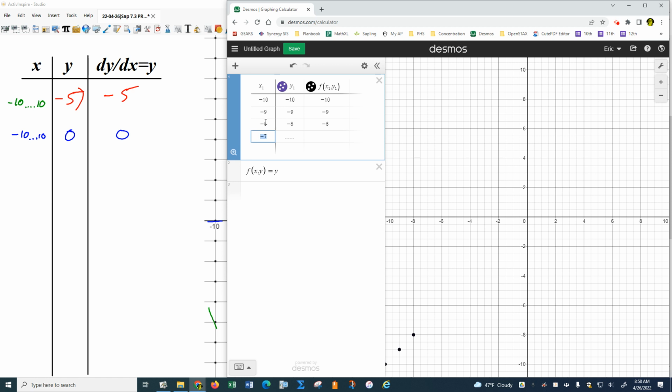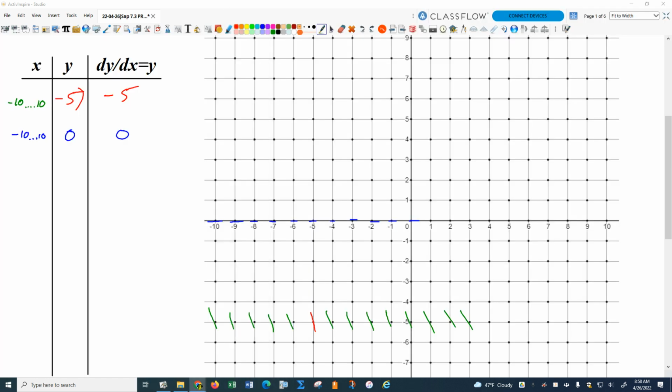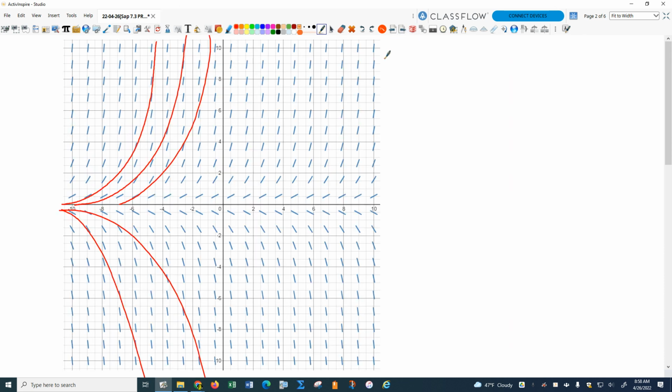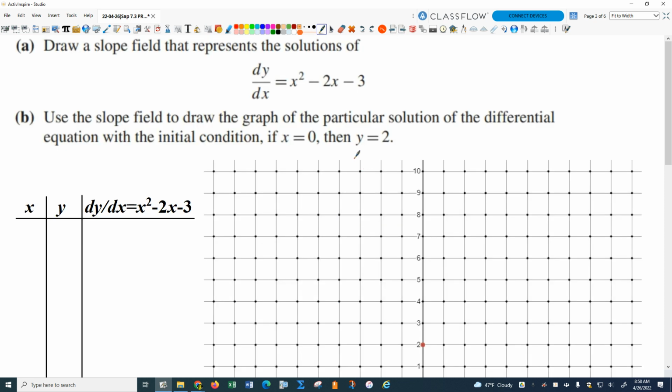I don't know why. I don't want to mess around with it. You get the idea. Okay. Or you could do that on a sheet, Google Sheets, or on Excel or something too. Okay, let's try another one.